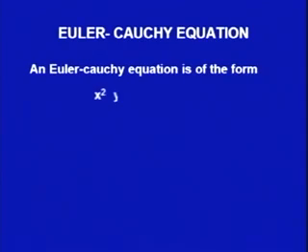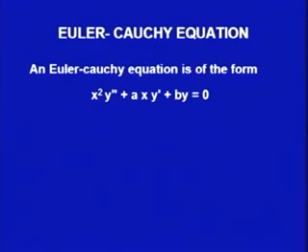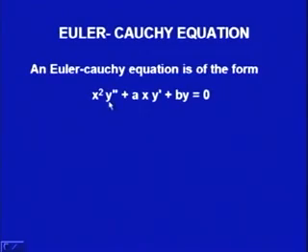An Euler-Cauchy equation is of the form x square y double dash plus a x y dash plus b y is equal to 0. We see that this is a second order linear differential equation where the coefficient of y double dash is x square, the coefficient of y dash is ax and the coefficient of y is b. Here a and b are constants, but the coefficient of y dash, that is ax, and the coefficient of y double dash, that is x square, are not constant but functions of x.